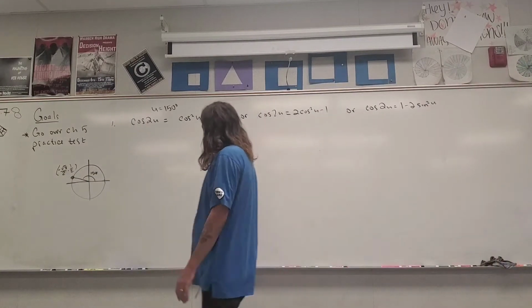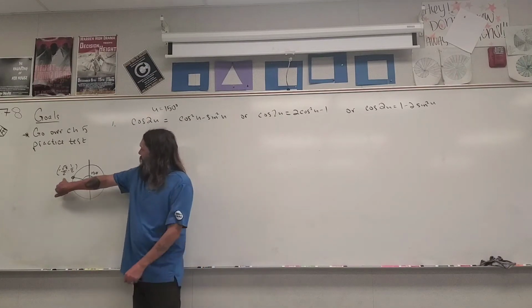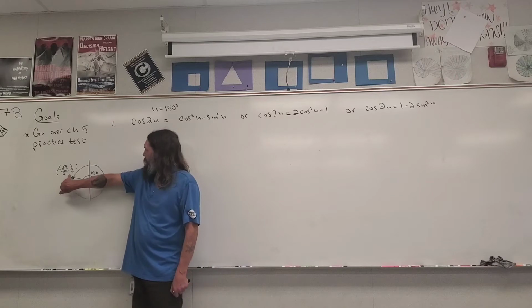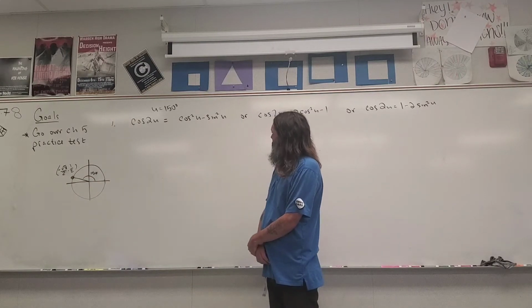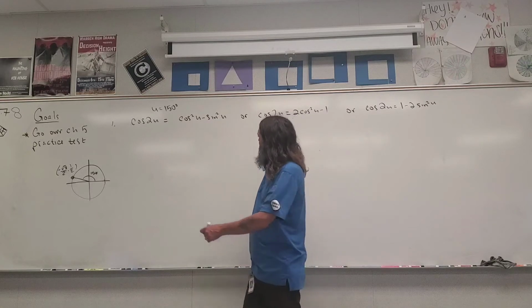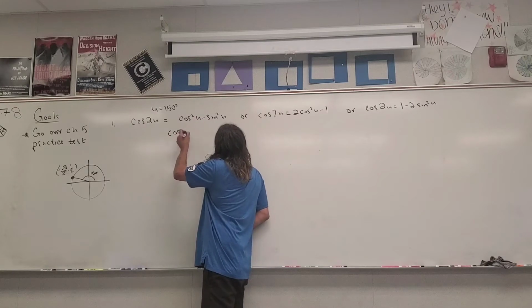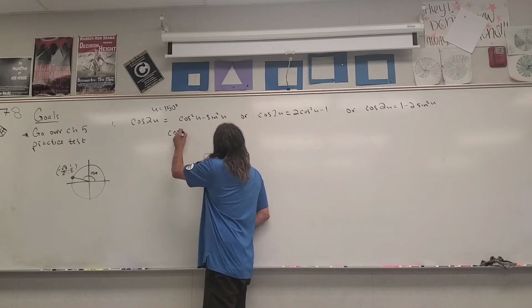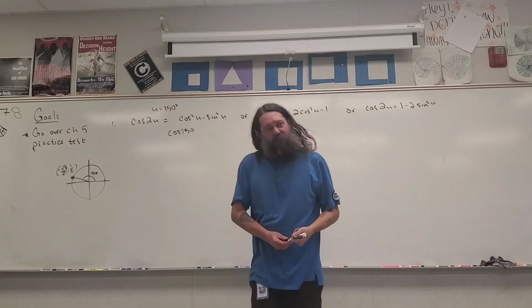You do need to know the coordinates at 150 degrees. My x-coordinate is minus square root of 3 over 2, and my y-coordinate is 1/2. So let's just go ahead and start plugging in. Cosine squared of u minus sine squared of u becomes cosine of 150. We'll just go ahead and plug it in.